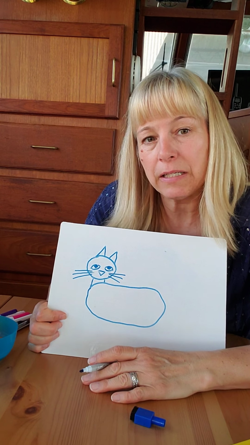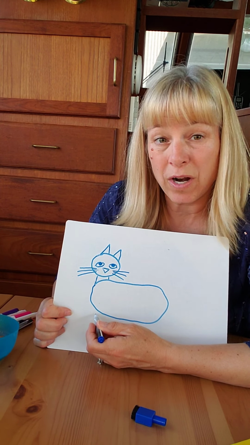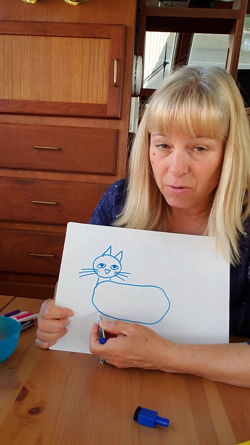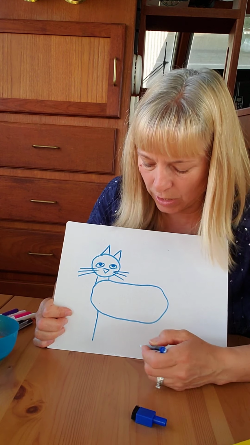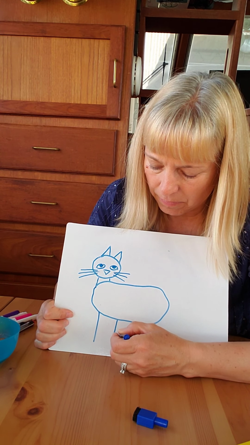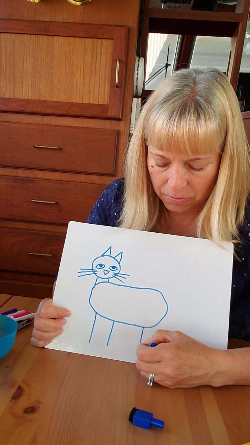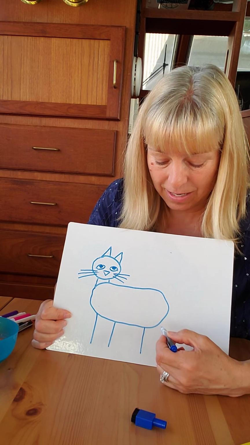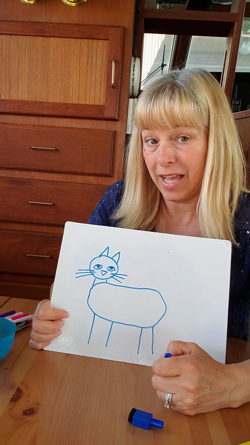Next, let's give Pete some legs, okay? Now, if you want to keep it very simple, all you have to do is draw a straight line down like that. There's one leg. Two, another leg. Three, there's that one. And four. We could do it that way.